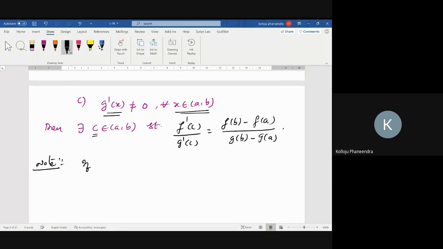Where is c? C belongs to open AB. That is why in the denominator, what is the term? G dash is there. G dash, therefore this denominator should not be 0. That is why this third condition is included in the Cauchy mean value theorem.